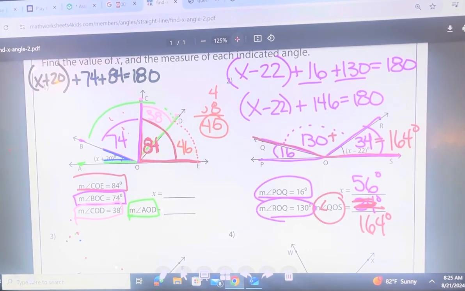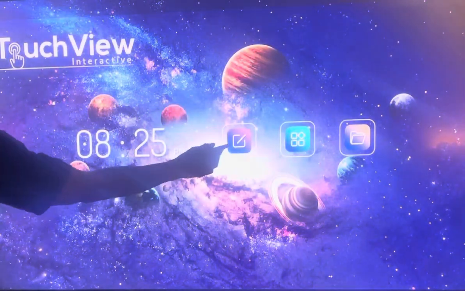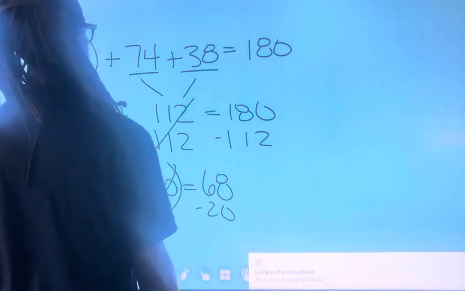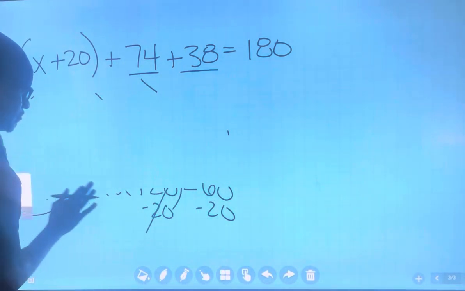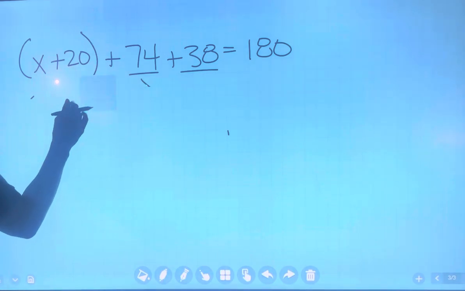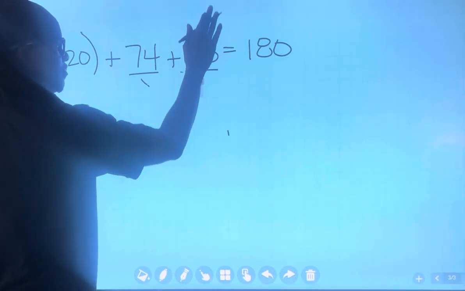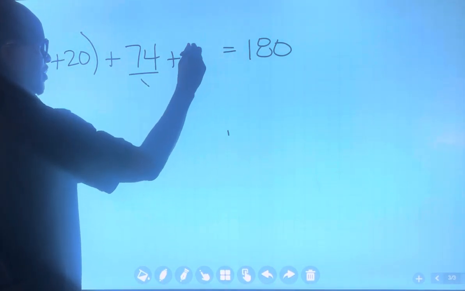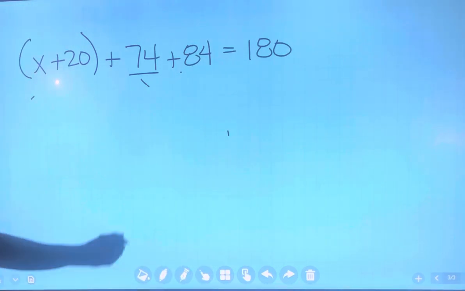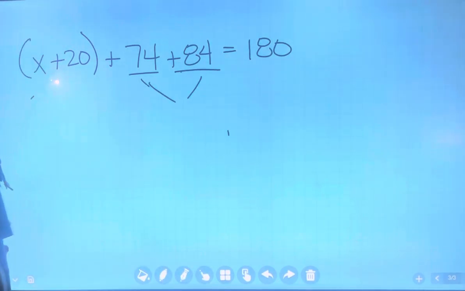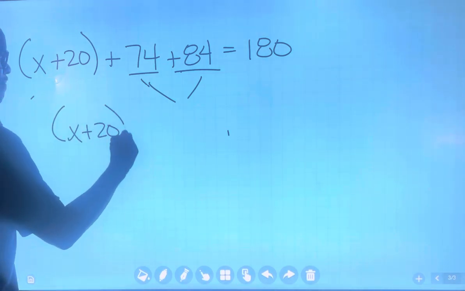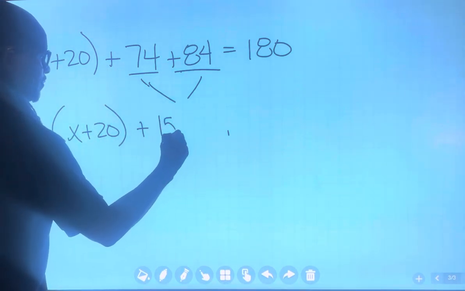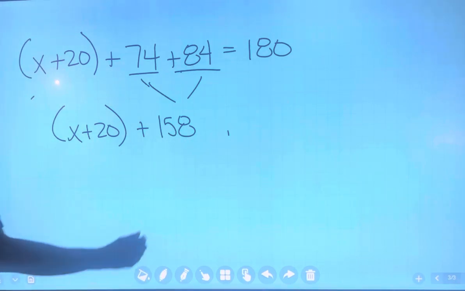So now let's work that one. X plus 20, 74, 84. X plus 20, 74. That was the problem. You see, we added 38 and should have been 84. Got to be equal to 180. I know, right? So 74 and 84 made what? There we go. 158. Equaling 180.